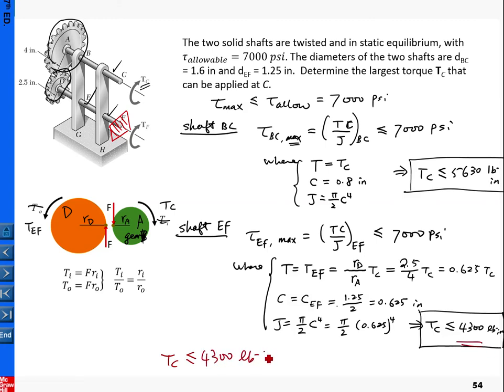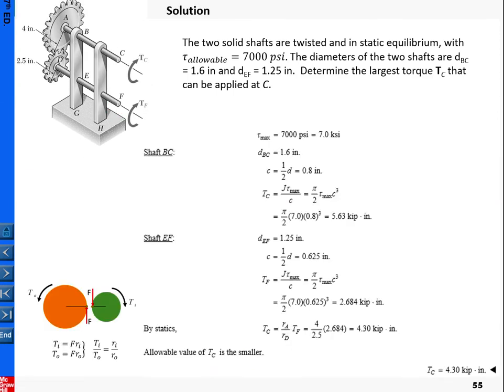Because once this is satisfied, then the shaft EF will be satisfied, and this one will be satisfied as well. If you would choose the larger one, say for example 5,000, 5,000 is going to violate this one. So under this situation, you should pick the dominant one, the smaller one here. So that is a detailed calculation for your reference.